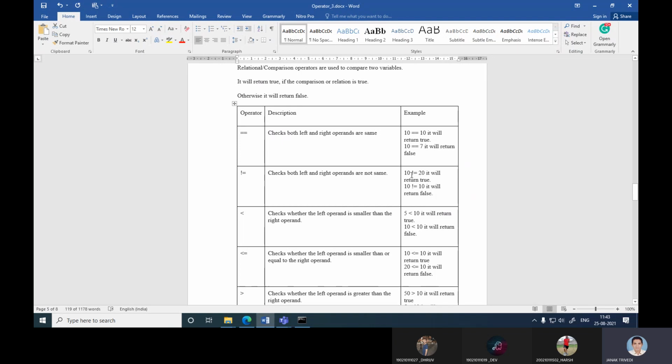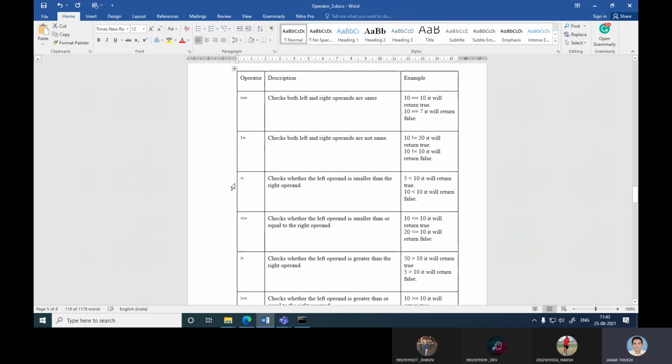Then exclamation sign equal to: check whether both the left and right operands are not the same. Then 10 is not equal to 20. It will return true because that is correct. But 10 not equal to 10, that is false. So it returns false.